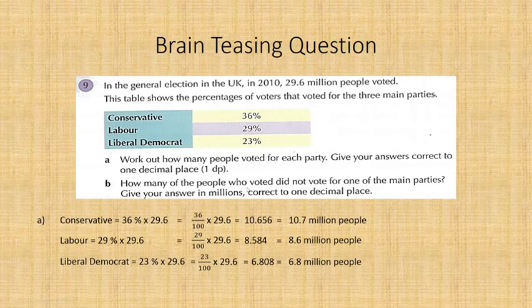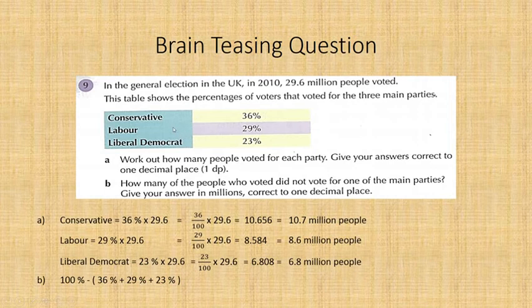Okay, question number B. How many of the people who voted did not vote for one of the main parties? Give your answer in millions, correct to one decimal place. It's the same thing, but he needs to know who didn't vote for these three main parties. So first I need to know how many percent voted for the three main parties. Let's do it together.